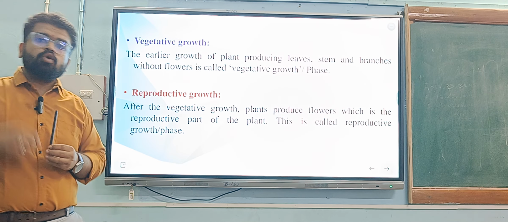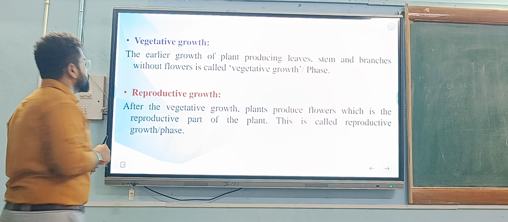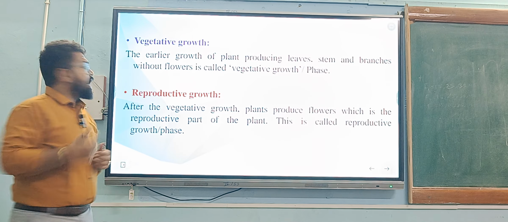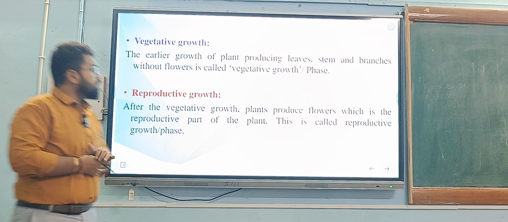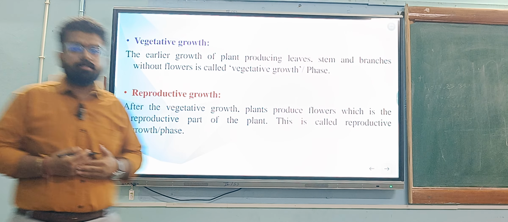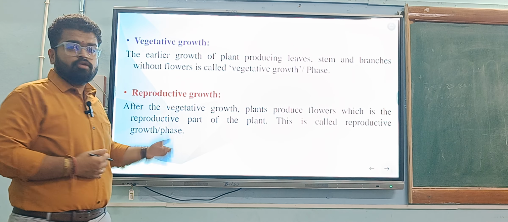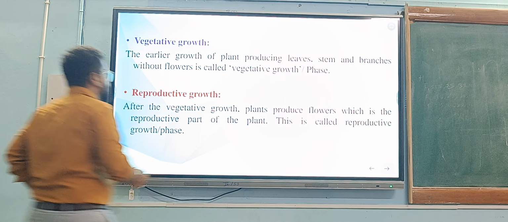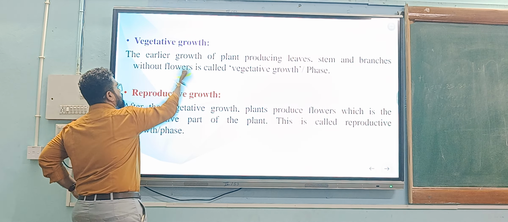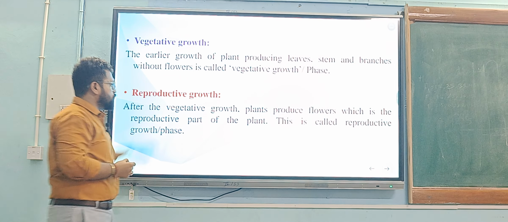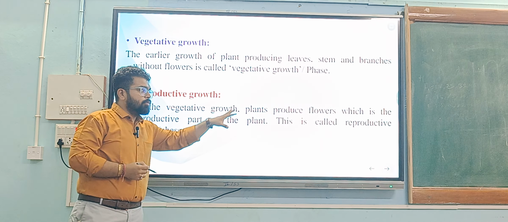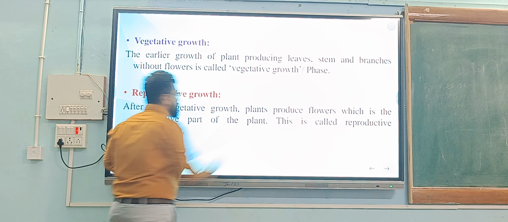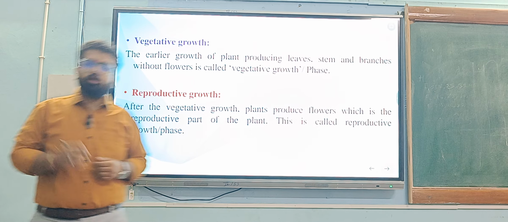After understanding determinate and indeterminate growth, in the individual plant we have two growth stages, the vegetative growth stage and the reproductive growth stage. What is vegetative? The early growth of the plant producing leaves, stem and branches without flowers, we call the vegetative growth phase. In the reproductive growth phase, the plant produces the flower, which is the reproductive part of the plant.